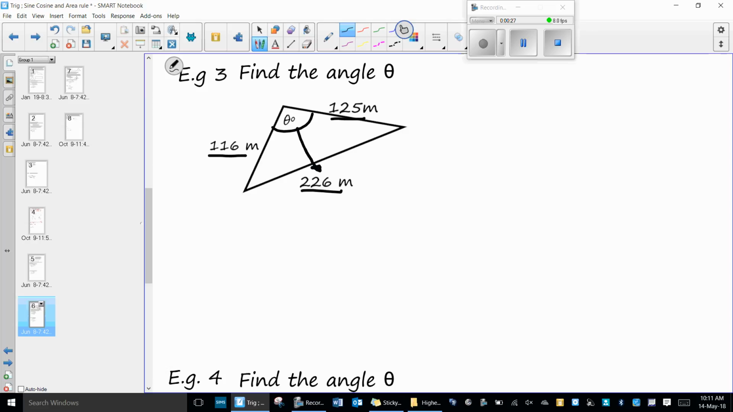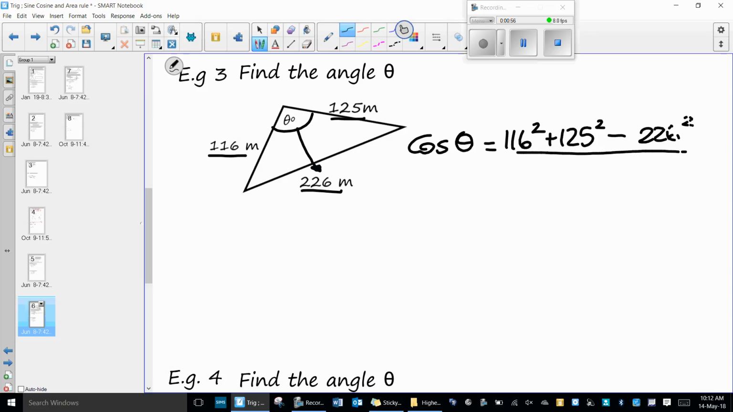So remember, the formula has different formats. If it's cos A, it's going to be B squared plus C squared minus A squared. So for this one, cos theta is going to be 116 squared plus 125 squared minus 226 squared. And it's the minus 226 squared because that's the one opposite the angle. On the bottom, it's going to be 2 lots of 116 multiplied by 125.